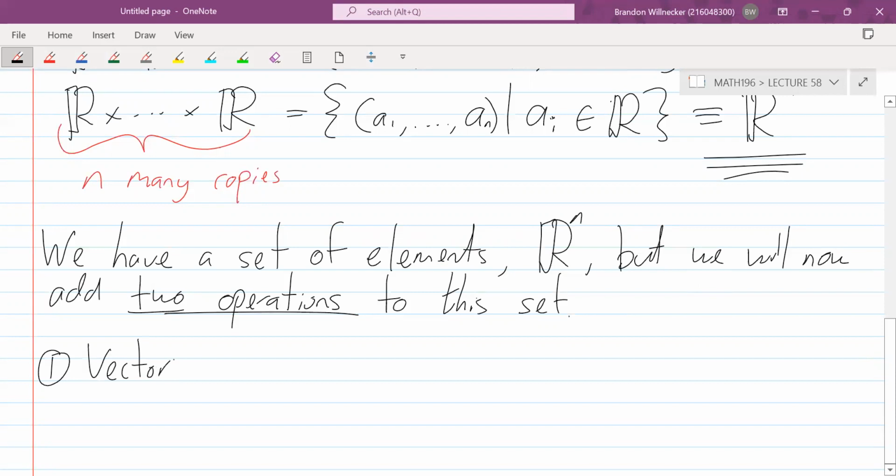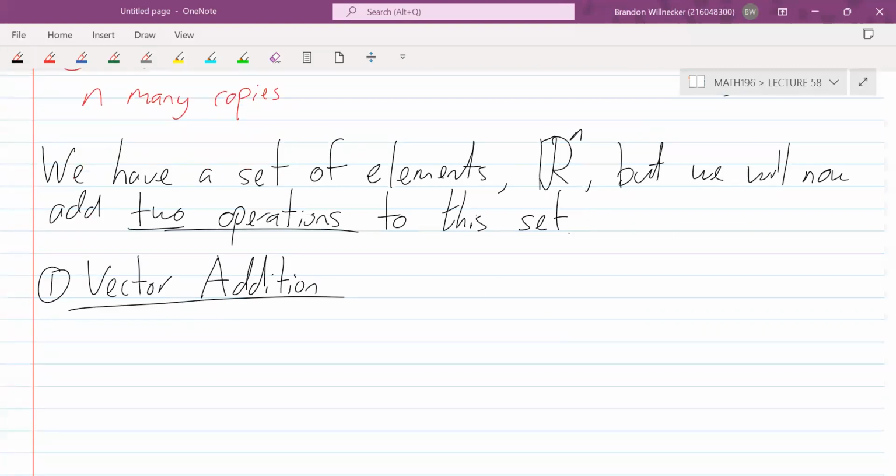So the first one, we call vector addition. Vector, because this is called a vector space, so we use that name. So how do we define this? Let's say we are working with R3, for example.